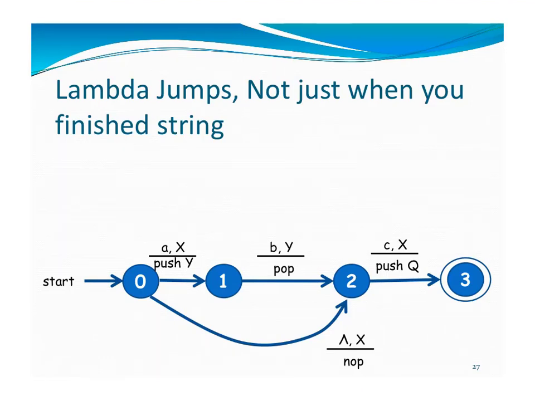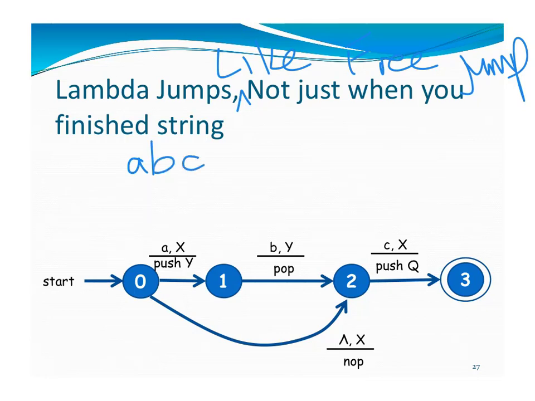Now, one last thing I want to make totally clear is that a lambda jump in a PDA is just like a free jump in an NFA, except you need to check the stack. All right, so here's a PDA that I've given you that, actually we're still accepting regular expressions, but this accepts this language. It accepts the string ABC, and it also accepts the string C. So let's just trace both of those and see what happens.